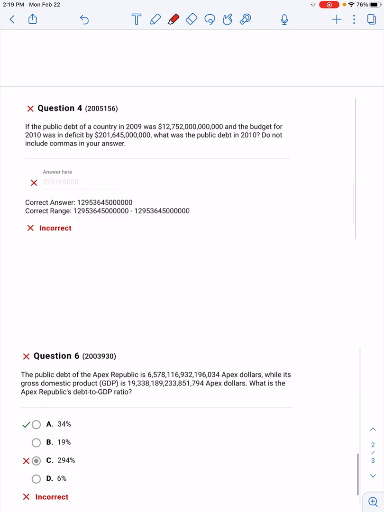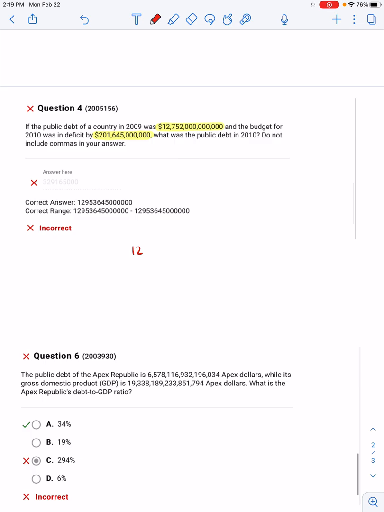So we start with, I'm going to change my highlighter color. We start with this number, and that's the current debt. We're adding a deficit. They're saying we're going to go more in debt. We're expecting a deficit of that $201 billion, okay? Then, how much are they going to be in debt? Okay, so what we're going to do is just add those numbers together.